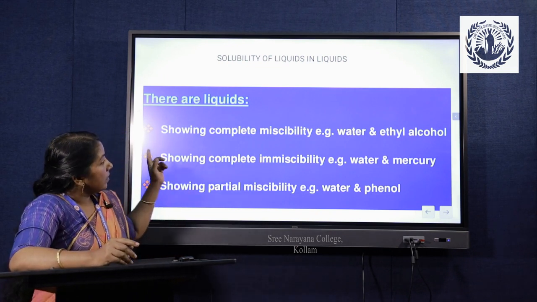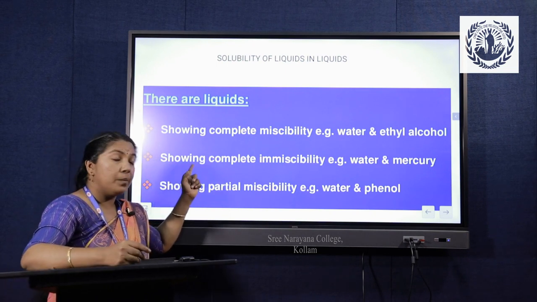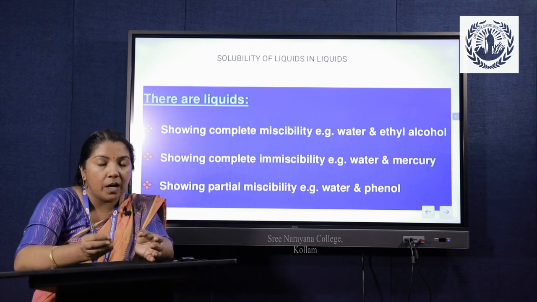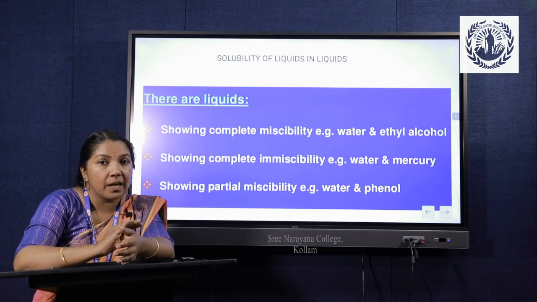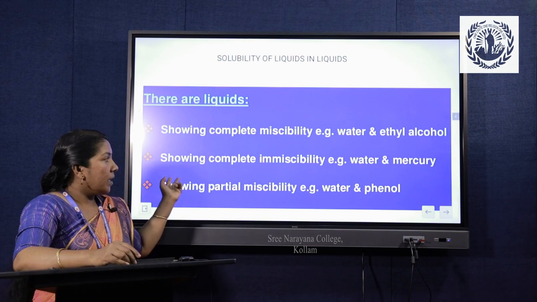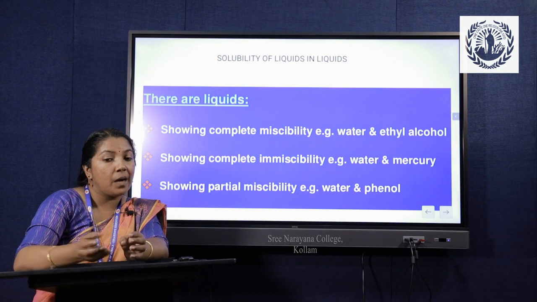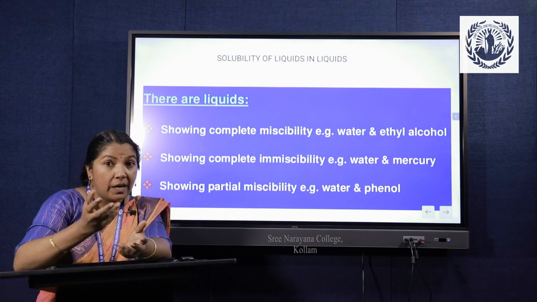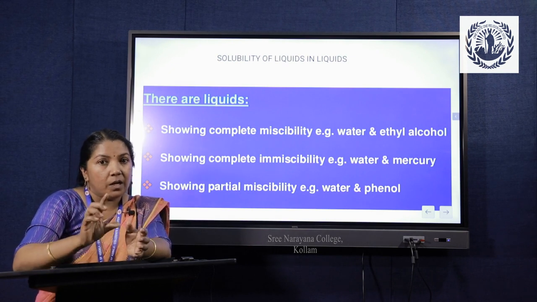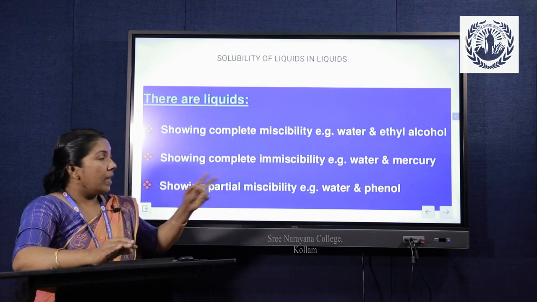Here we have discussed three types of liquids. The first one shows complete miscibility, for example, water and ethanol. You know that if you add water to ethanol, it will appear as a single layer. That means it is completely miscible. The second category is complete immiscibility, for example, water and mercury. If you add mercury to water, due to the heaviness of mercury, it will drop down to the bottom of the beaker. So it will appear as two layers, mercury and water. It means they are immiscible.